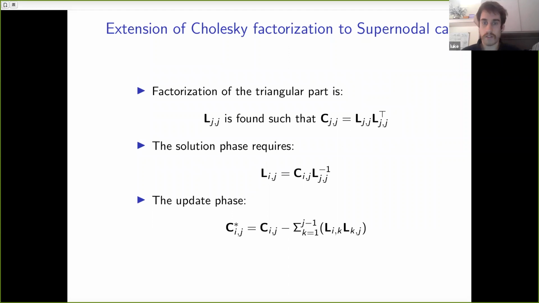Okay, so we extend the Cholesky factorization to the supernodal case. It's quite similar to the previous one, except in this case, rather than a square root, you have a dense Cholesky factorization. The solution phase, rather than a division, has a post-multiplication by a matrix inverse. And the update phase, again, obviously uses matrix algebra instead of vector algebra. It starts from the leftmost supernode and finishes at the rightmost supernode.